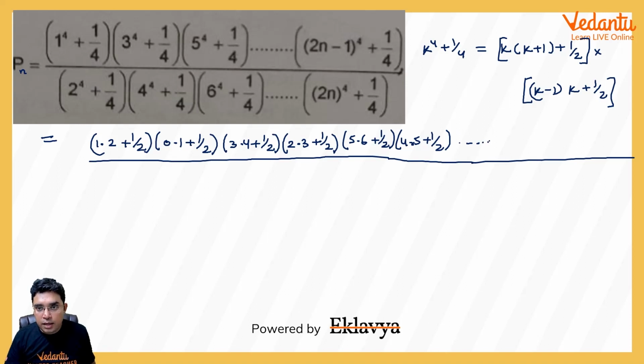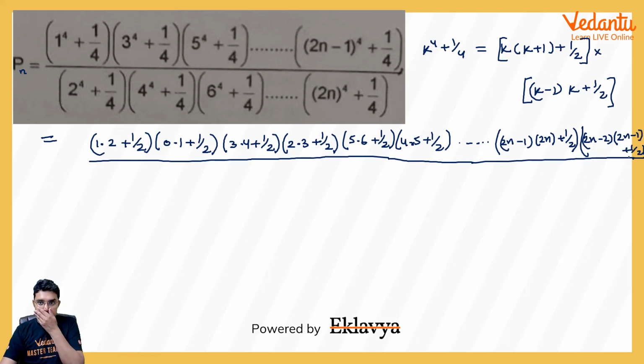The factor of this last bracket would be, we will put 2n minus 1 in place of k, so it will be 2n minus 1 into 2n plus half, and the other bracket will be 2n minus 2 into 2n minus 1 plus half. Okay, I think this is how the factors of numerator terms would be.